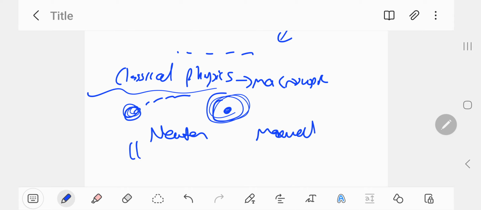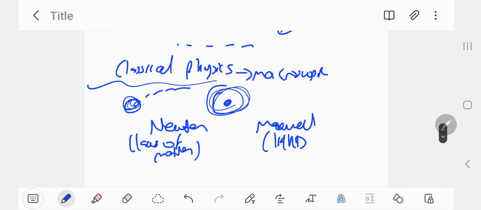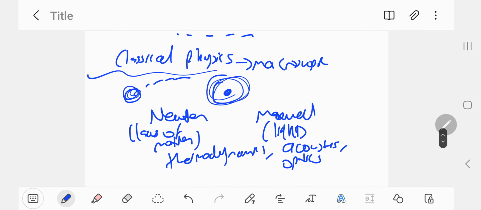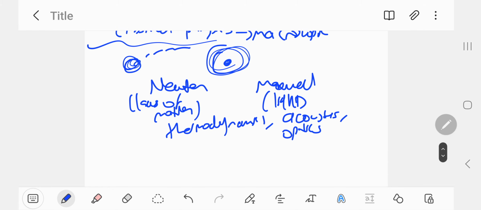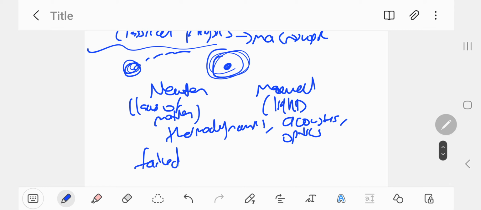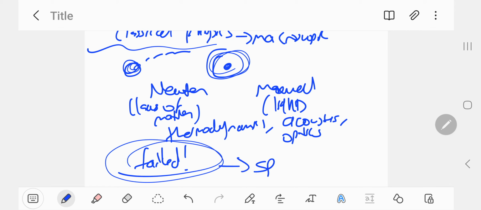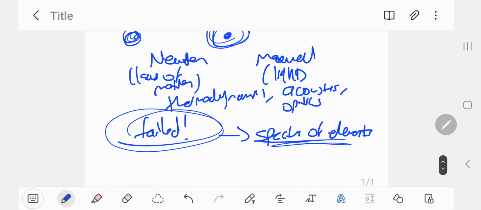Newton was known for his three laws of motion. Maxwell was known for his work on light. And there were also disciplines like thermodynamics, the study of heat and energy in action, acoustics, and optics. These are all branches of classical physics. They all deal with everyday phenomena that we're familiar with. But classical physics couldn't account for the spectra of elements. It couldn't explain what was causing elements to give very specific colors of light.